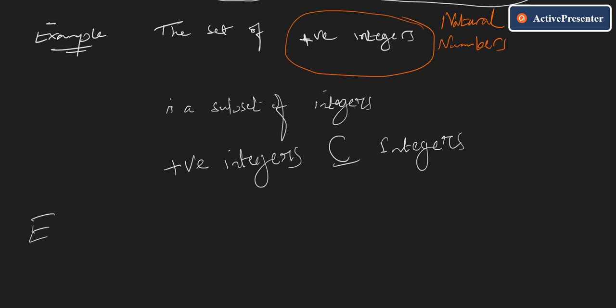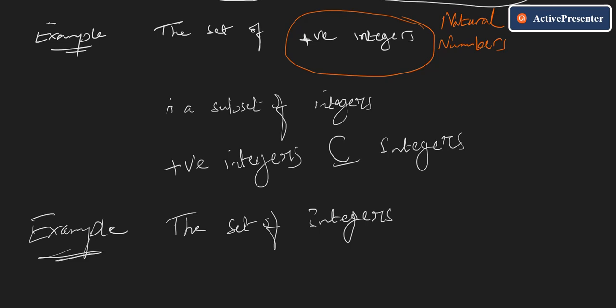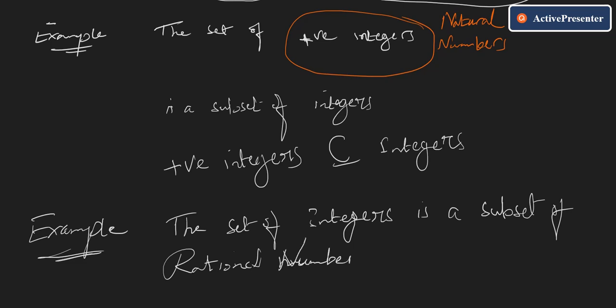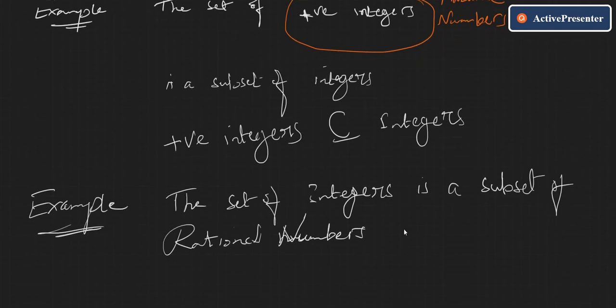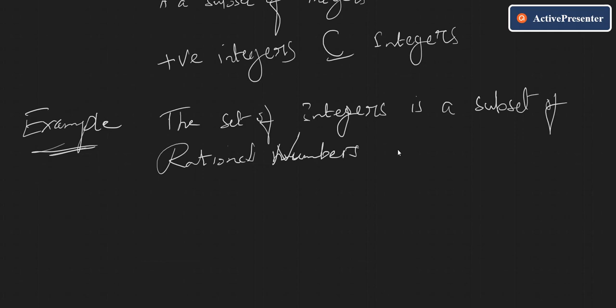We know also that the set of integers is a subset of rational numbers. So it can be written as: integers is a subset of rational numbers.